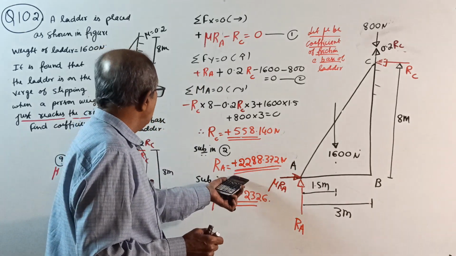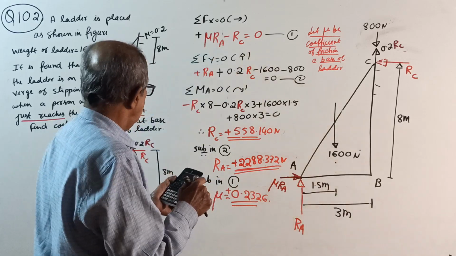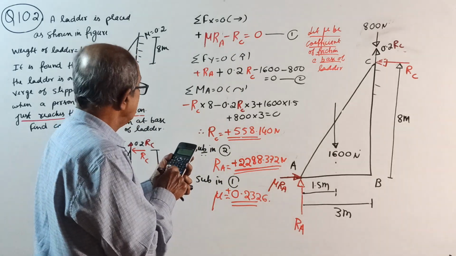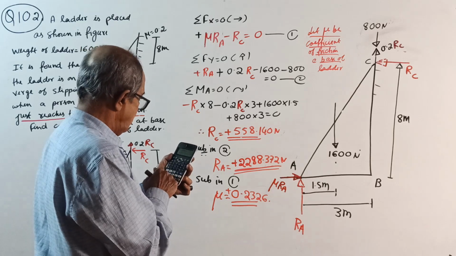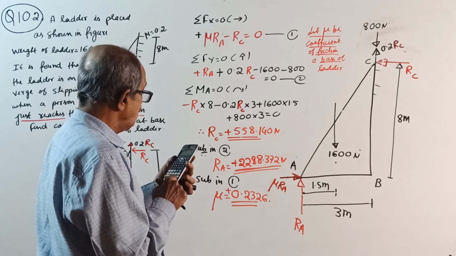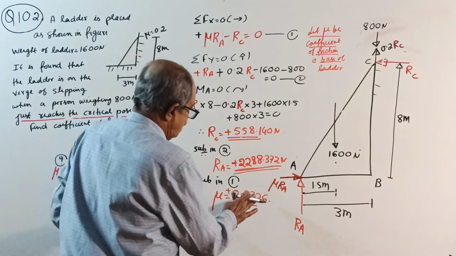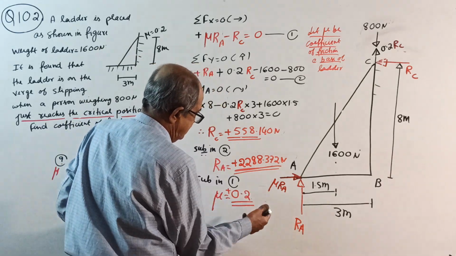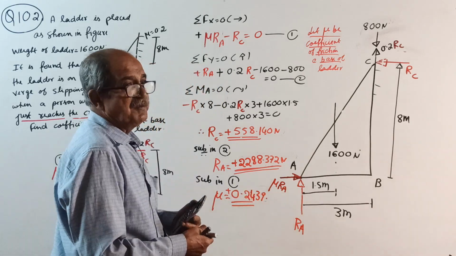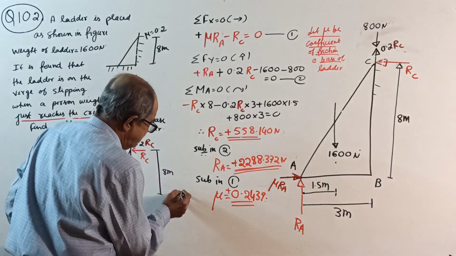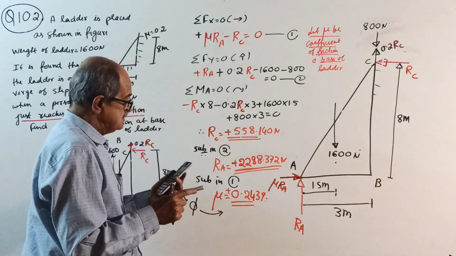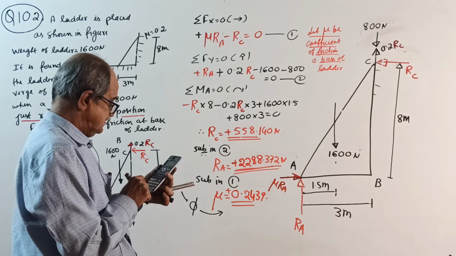Now substitute that RA in equation number 1. Whatever RA you got, reciprocal into RC, 558.14, equal to 0.2439. There is no unit; this is the coefficient of friction. Make a note here: if they ask you the angle of friction phi, you know how to get it. Don't ask me how to calculate. Shift tan inverse, answer.